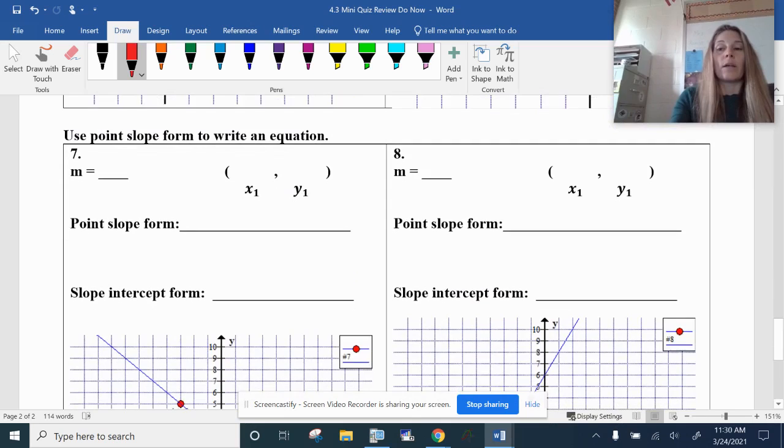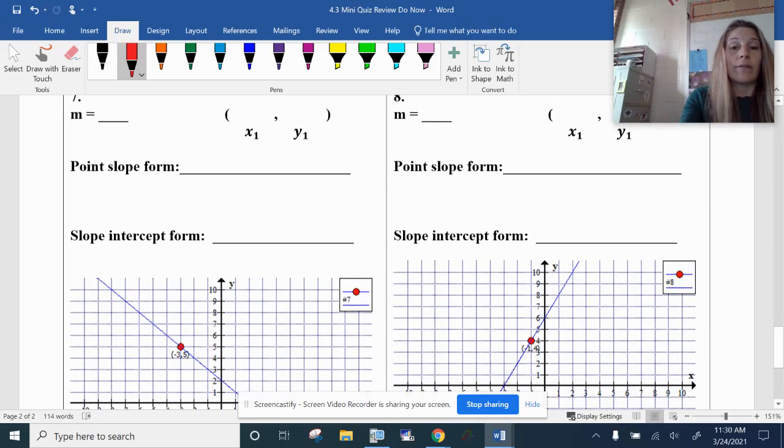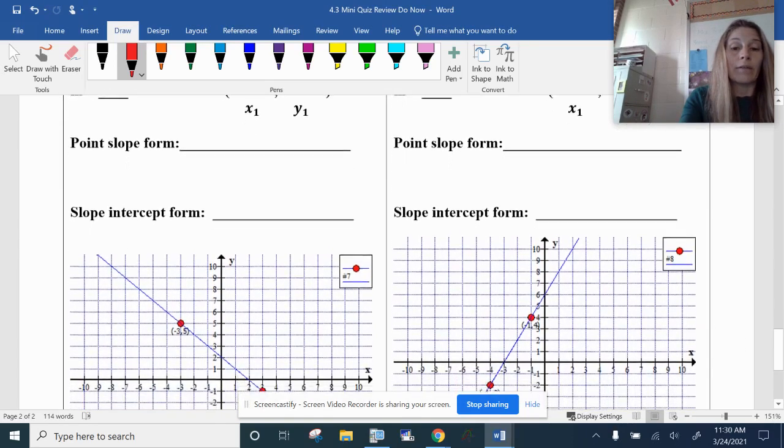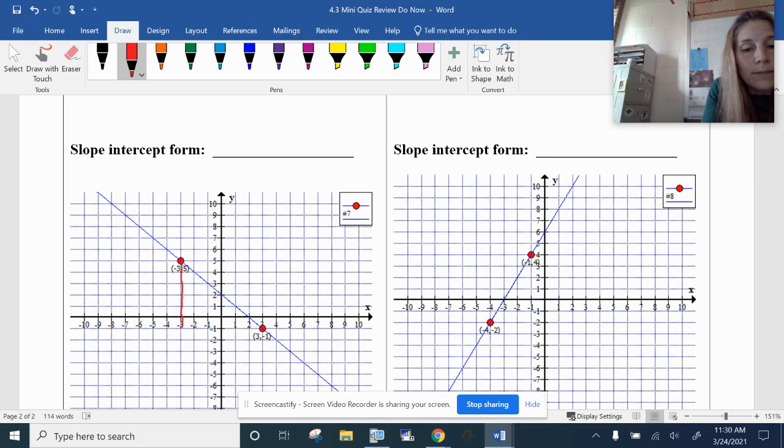All right, so let's try another one. Here it says use point slope form to write the equation. So this time the line is given to us. So let's find the slope and identify a point. If I'm doing rise over run here, I'm going to start from my left point and go to my right point. So I'm going to go down 1, 2, 3, 4, 5, 6, and then over 1, 2, 3, 4, 5, 6. Now, rise over run was 6 over 6.